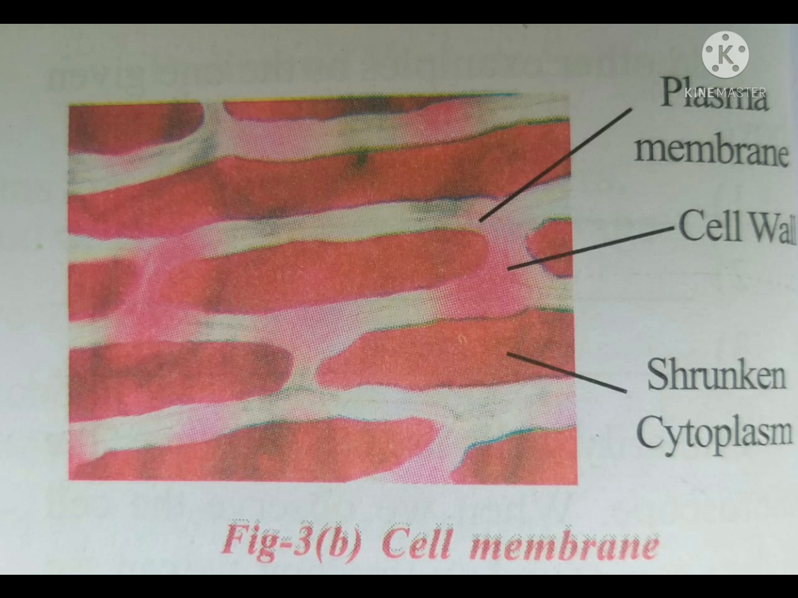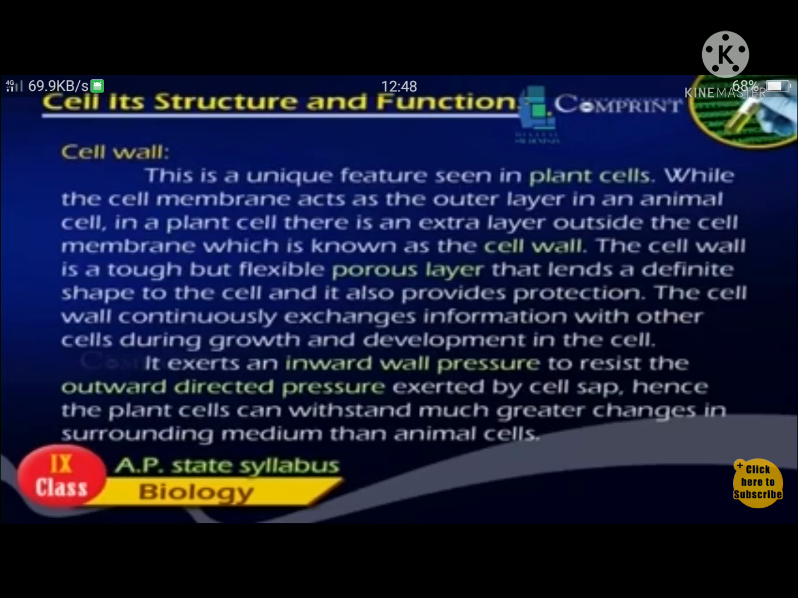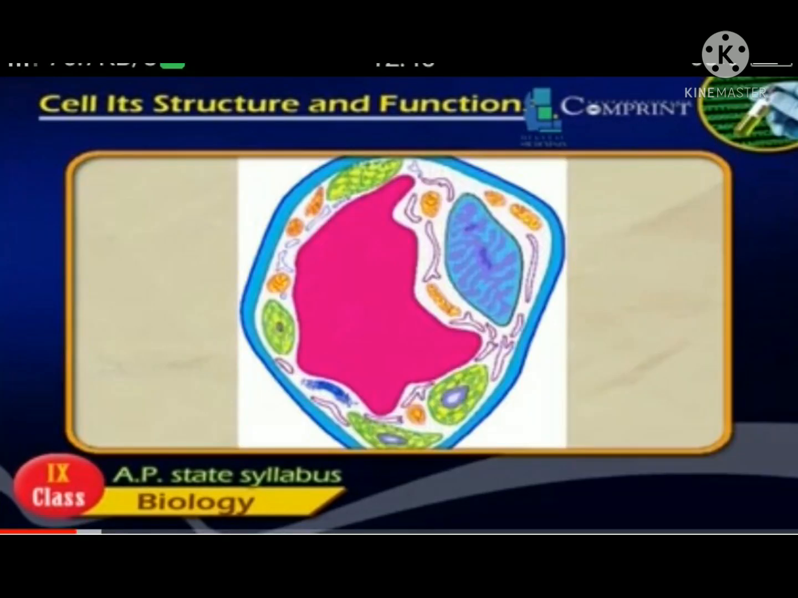This is a unique feature seen in plant cells, only cell wall. This is considered to be one of the major differences between plant and animal cells. The cell wall is a tight but flexible fused layer that lends definite shape and protection to the cell. Earlier it was believed to be inactive, but now it is considered to be one of the most significant parts of the cells that continuously exchange information with other cells during growth and development.